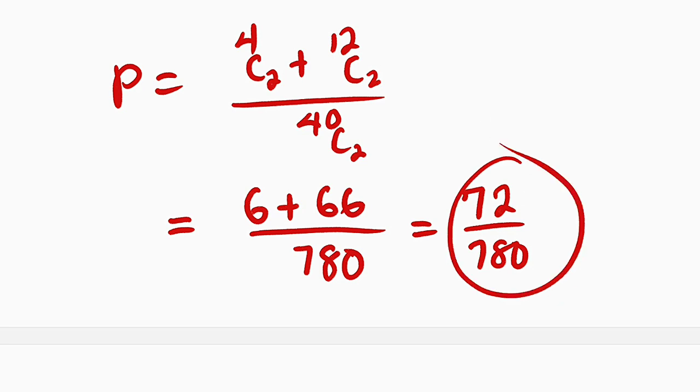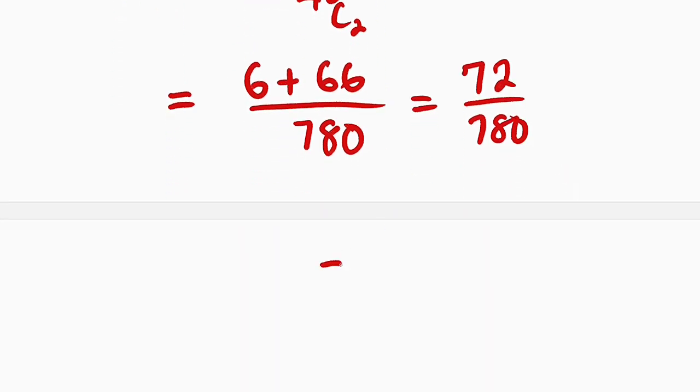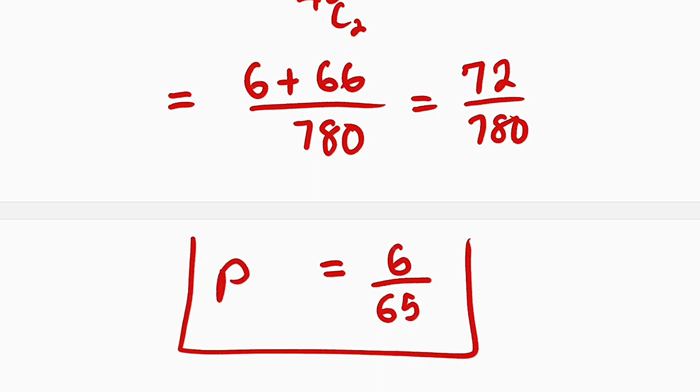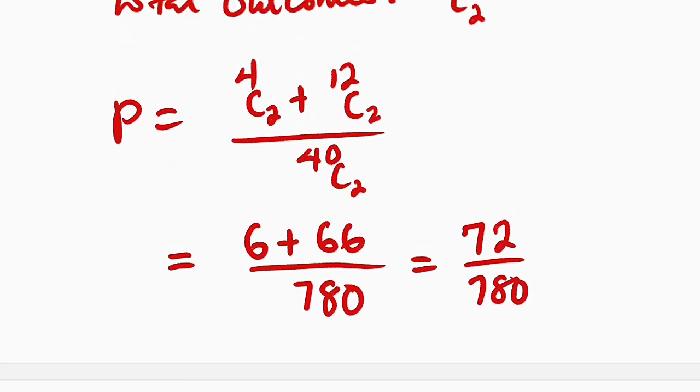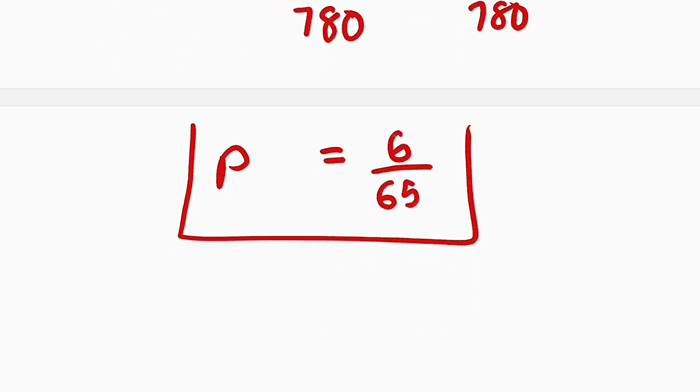And we can reduce this one to the lowest term as what? Because we know that 12 can divide 72 how many times? 6 times. And 12 can divide 780 in 65 places. And hence, this is said to be the probability. And now let me show you the second way, the other way to do that.